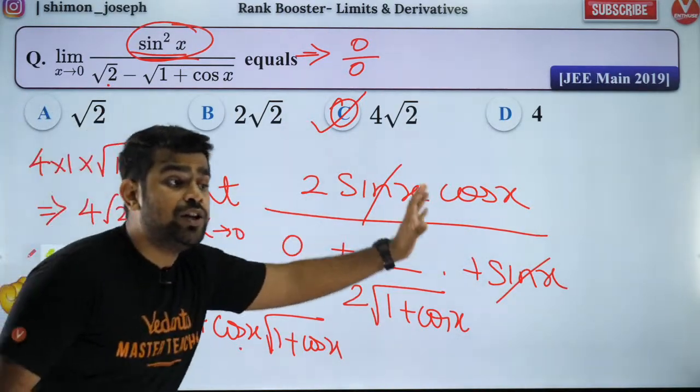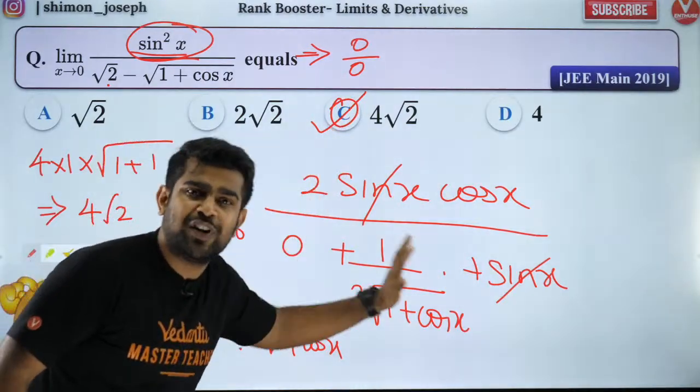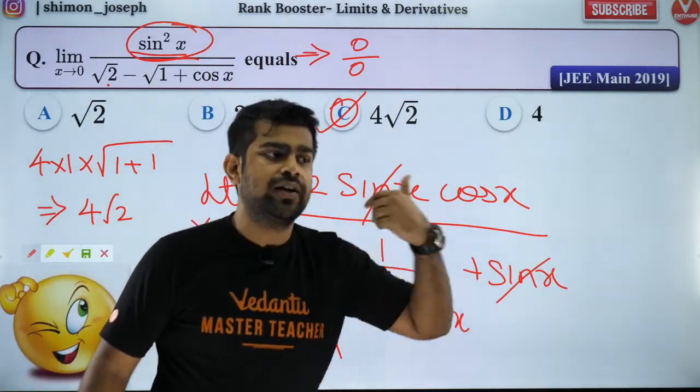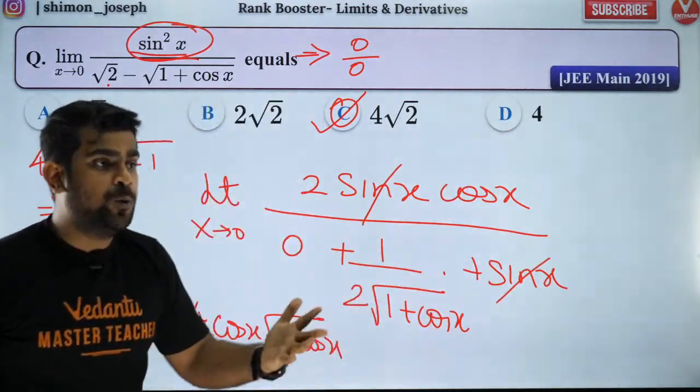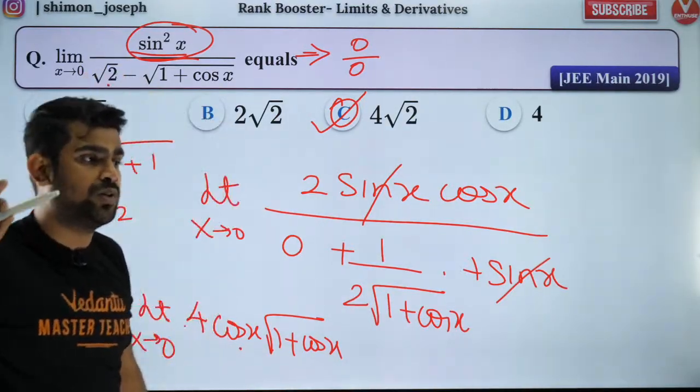So this is the use of L'Hospital. No thinking. Just differentiate numerator, differentiate denominator, get the answer, done. Keep going. Now, the rationalization method is also a good one. You guys try it out.